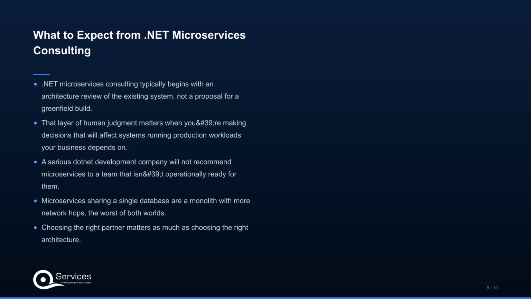Let's talk about what to expect from .NET Microservices Consulting. .NET Microservices Consulting typically begins with an architecture review of the existing system, not a proposal for a greenfield build. The goal is to understand current coupling patterns, identify natural bounded contexts, assess DevOps maturity, and produce a phased migration roadmap with realistic timelines and risk ratings per phase. Microservices specializes in .NET modernization with human-in-the-loop governance for enterprise applications, meaning every architecture recommendation is reviewed by a senior engineer before it becomes a project commitment.